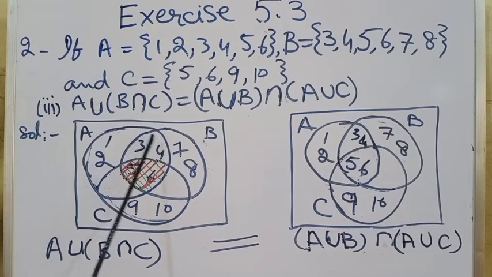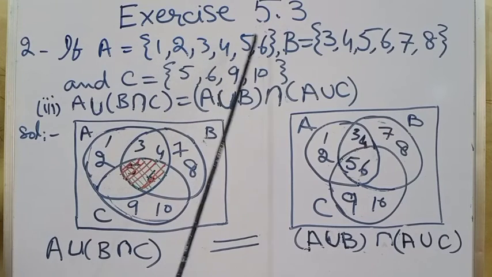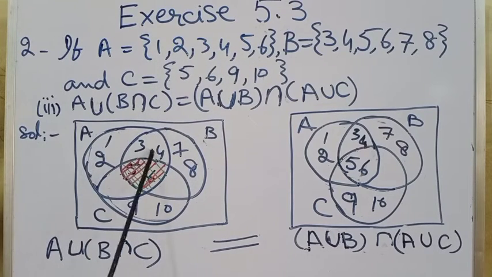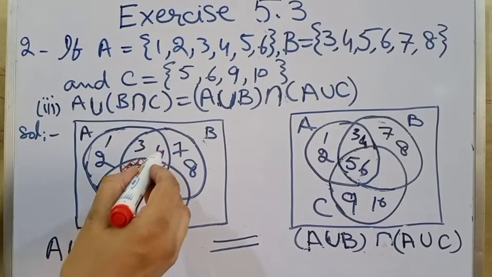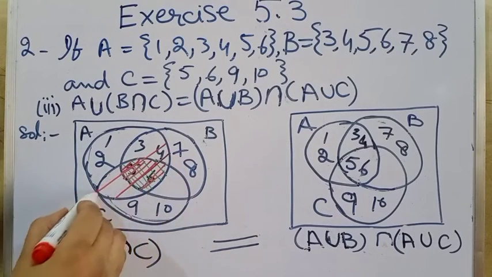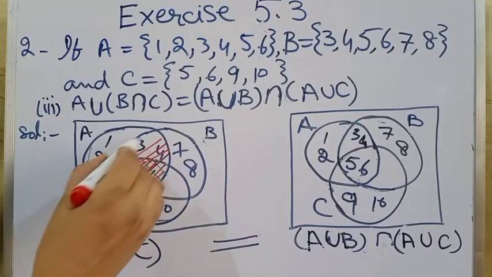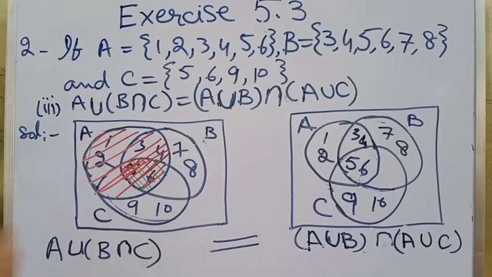So set A has elements 1, 2, 3, 4, 5, 6. So we have to color the whole set just like that. This is the Venn diagram of A union B intersection C. Next we have to color this diagram A union B intersection A union C.